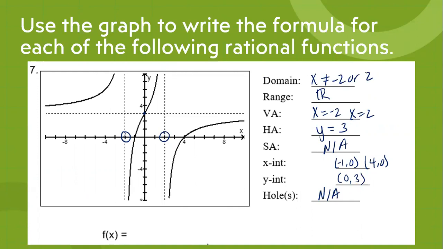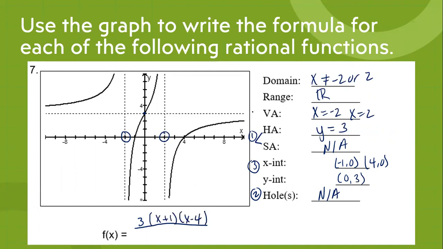Okay, so we talked about when you're writing your rational function, you want to start with your a, and your a is your horizontal or slant asymptote. So we want to start here. So in this case, what is my a? 3. After we have our a, we want to then use our holes. Do we have a hole? Nope. After we check our holes, we want to use our x-intercepts. Do we have x-intercepts? Yes. So we got to ask ourselves, what factors would make x equal negative 1 and x equals 4? X plus 1 and x minus 4.